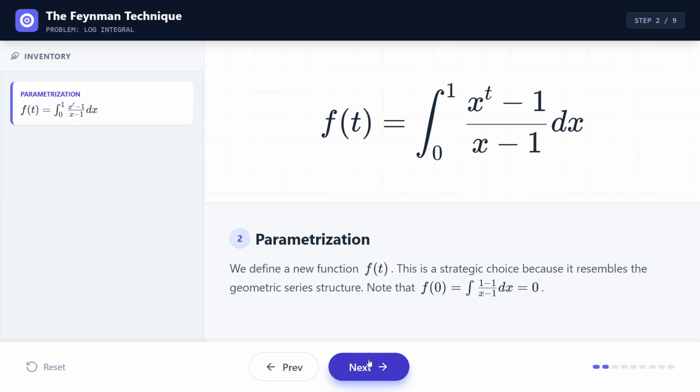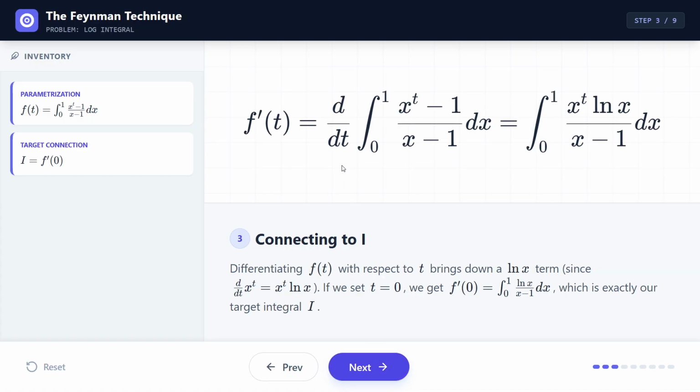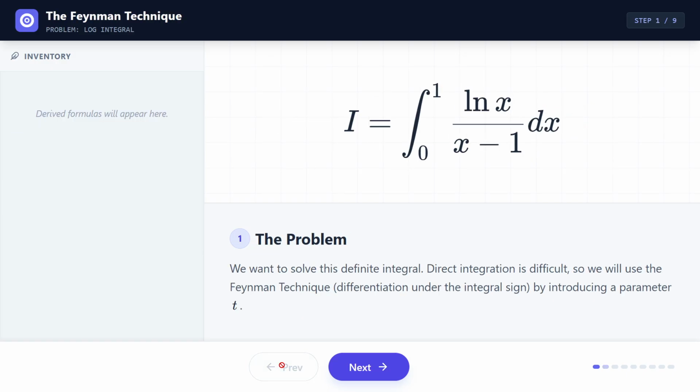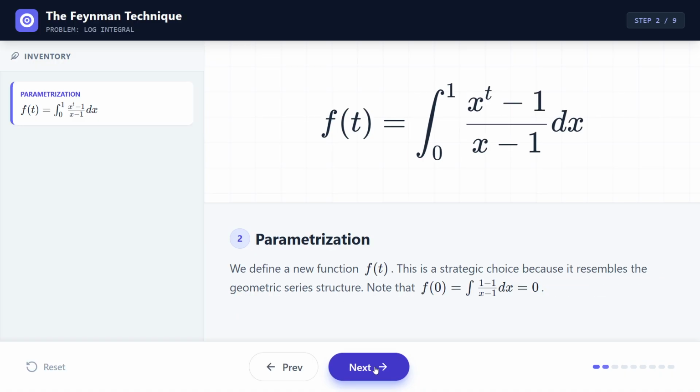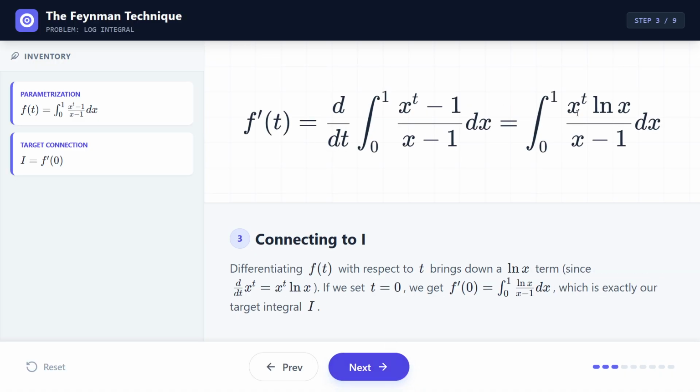All right. And next, what we're going to do is differentiate under the integral sign. Differentiating under the integral sign recovers a natural log x, which is exactly what we want to be there. But we have this x to the t. Well, that can be dealt with by letting t equal 0. If we set t equal to 0, we recover our original integral. So f prime of 0 is equal to I.